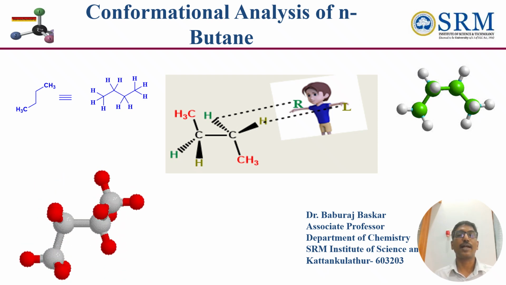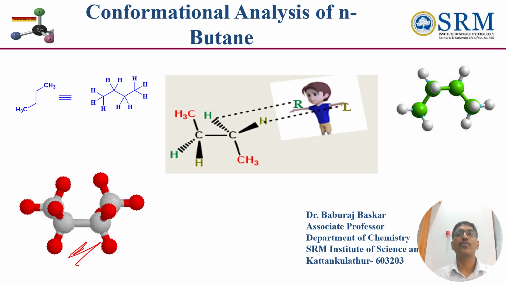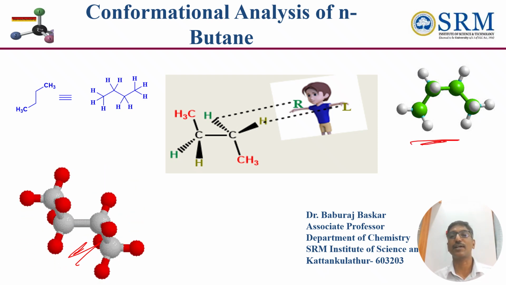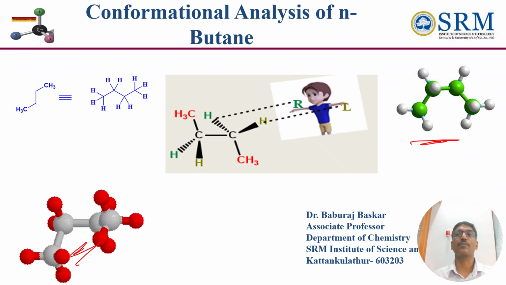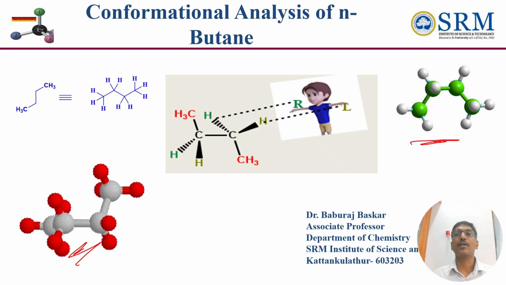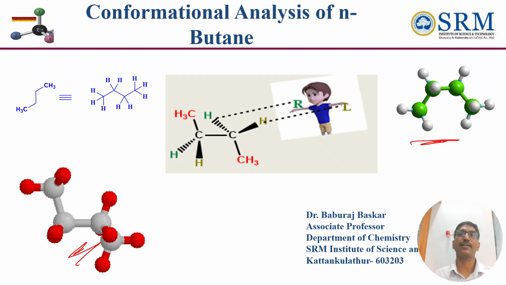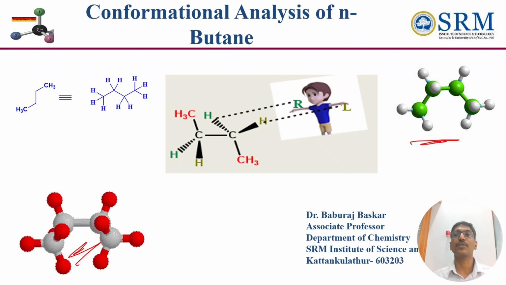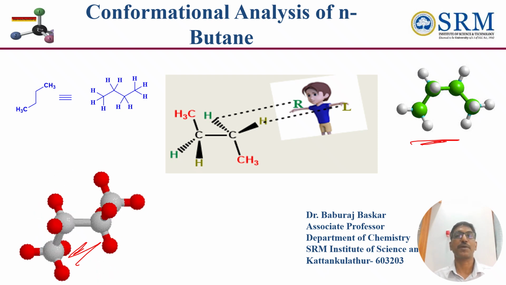Bonds can rotate freely, producing different spatial arrangements of atoms, like cis, trans, anti, gauche, fully eclipsed, partially eclipsed, etc. These are called conformations. Conformational analysis of n-butane is a cornerstone concept for organic chemists as it establishes the foundational principles of steric strain, torsional strain, and non-bonded interactions that govern molecular shape.